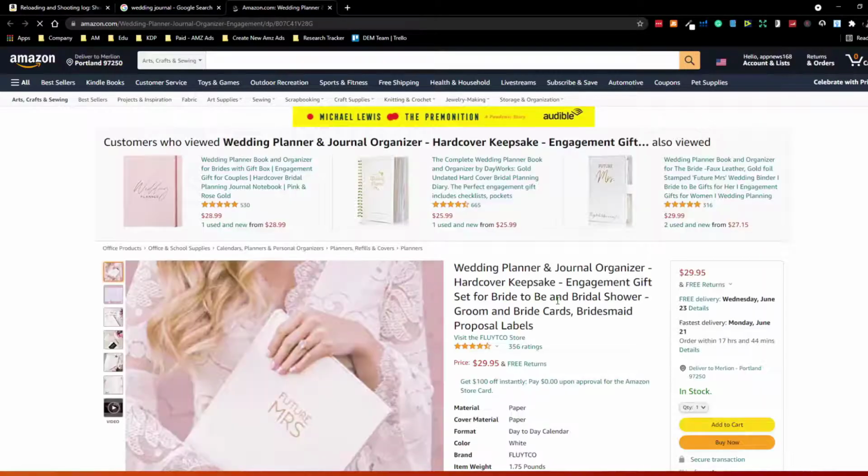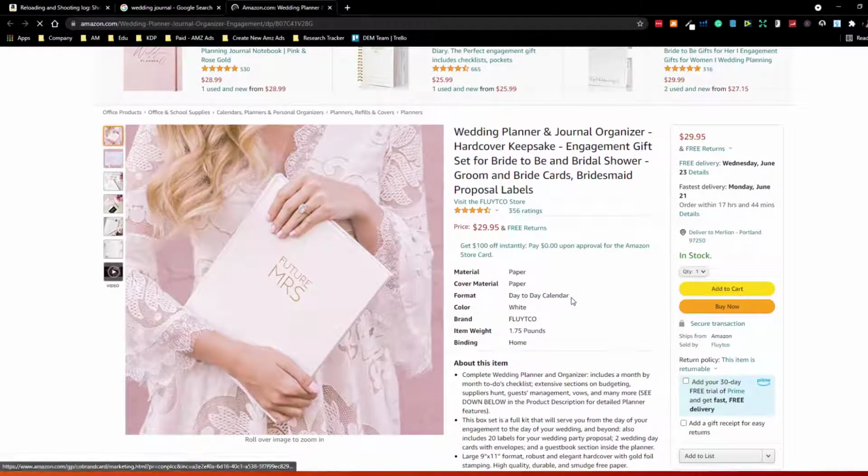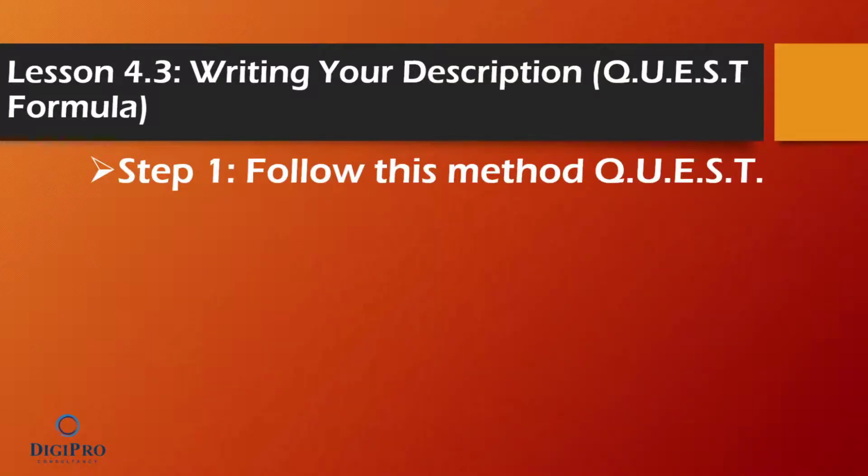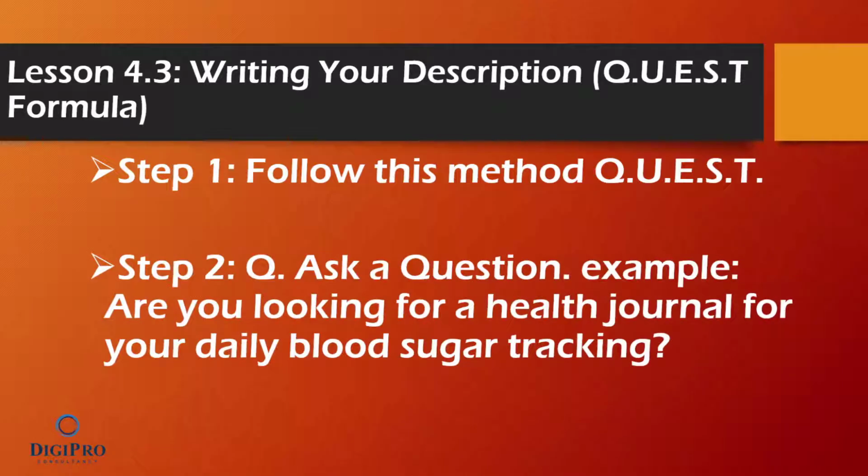And when your buyer clicks on this, it's free. You don't need to pay any money. So this is the important part that we need a formula to help us craft the description. Step number one is to follow this QUEST method. Q is to ask a question. For example, are you looking for a health journal? Are you looking for a blood sugar tracking journal?